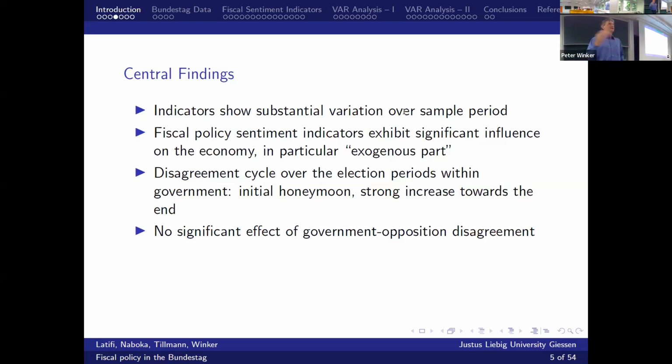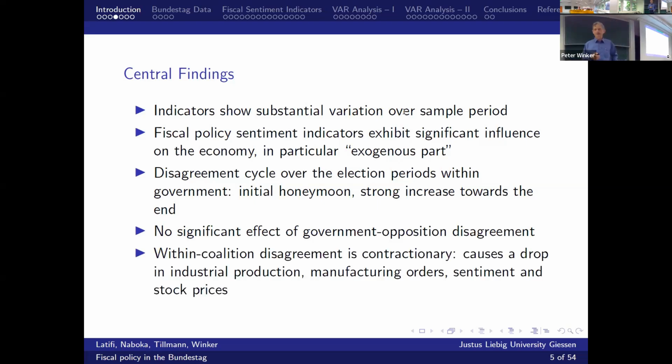Whereas government-opposition disagreement doesn't play a role. It's not important. And within-coalition disagreement, as I already explained, is contractionary, has a negative impact. It reduces industrial production, manufacturing orders, sentiment, and stock prices.